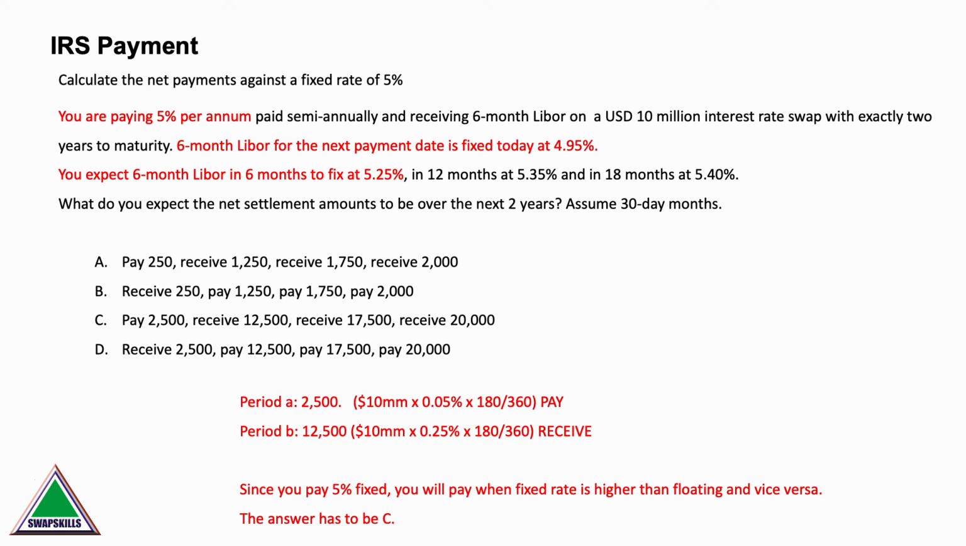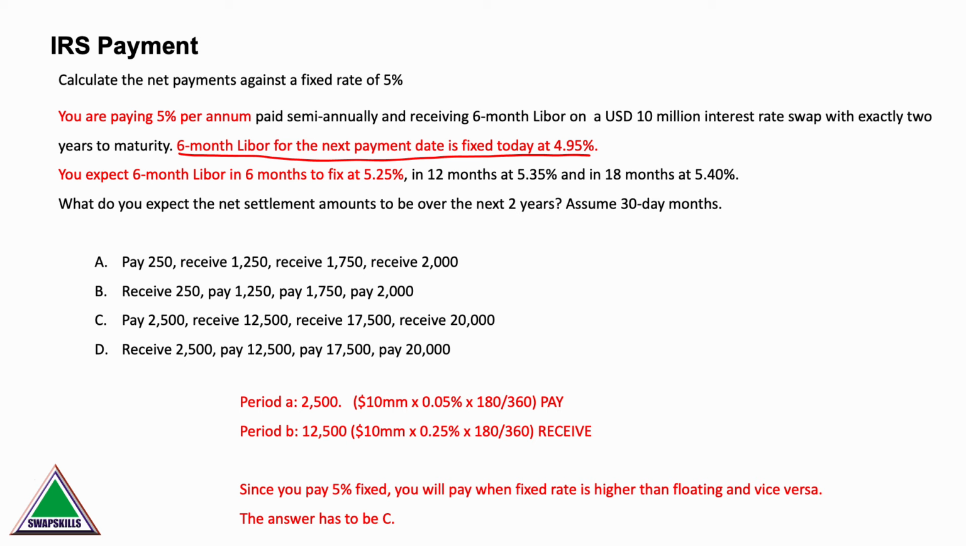So that's what you're paying fixed every year. And in return you're receiving 6-month LIBOR on $10 million in an interest rate swap which has got 2 years to maturity. Now the 6-month LIBOR rate for the next payment date is fixed today at 4.95. So that means you'll be paying out 5%, receiving 4.95, so you'll be paying a net payment of 0.05% or 5 basis points. That's for the first 6 months. So for the first 6 months, you're paying 5 basis points more than you're receiving.